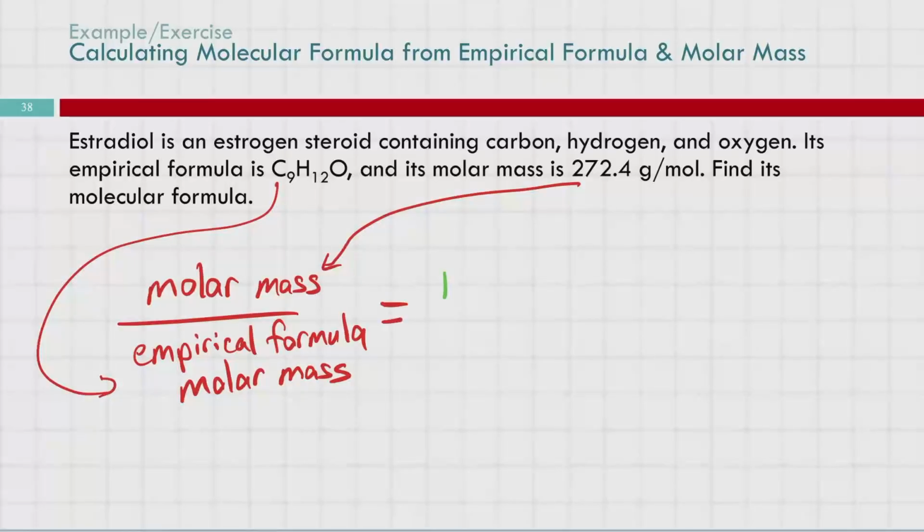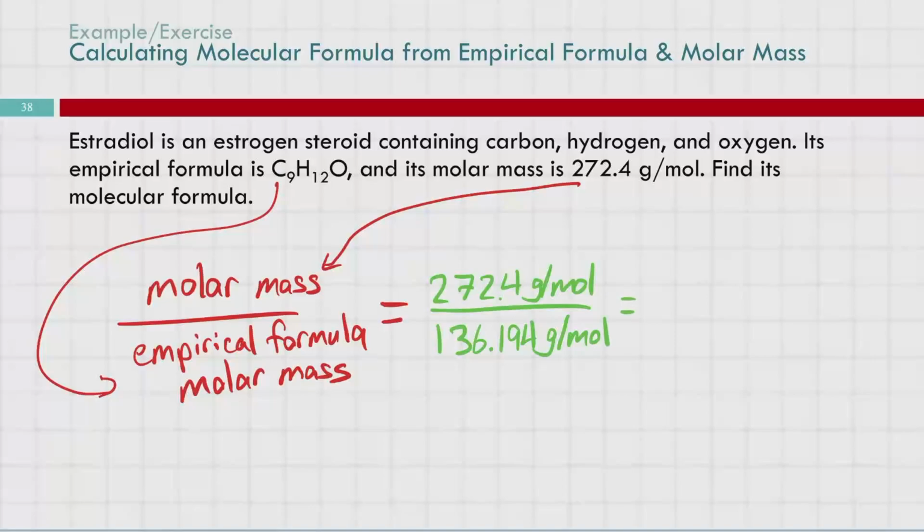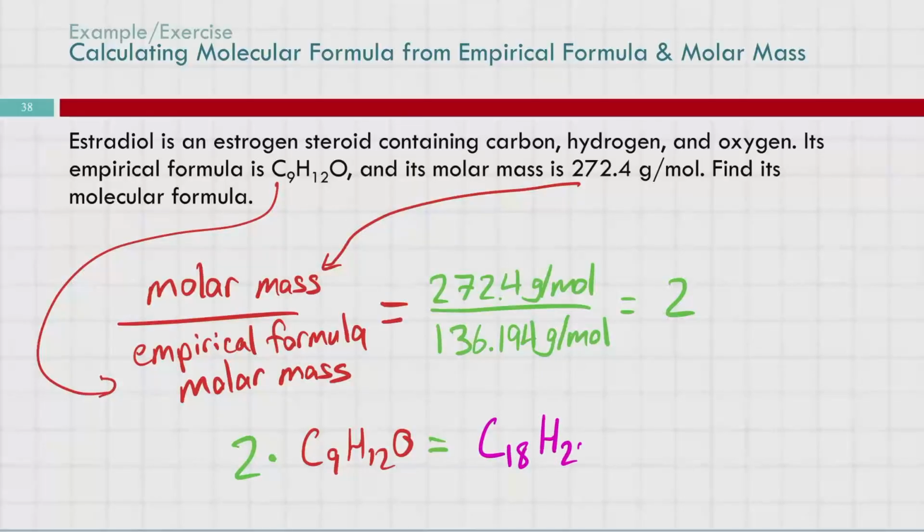So the molar mass we were given for the molecular formula is 272.4 grams per mole. The number you should have gotten, hopefully, for the empirical formula molar mass is 136.194 grams per mole. That'll give us a number that's right around 2. So we do 2 times our C9H12O, and you should have gotten C18H24O2.